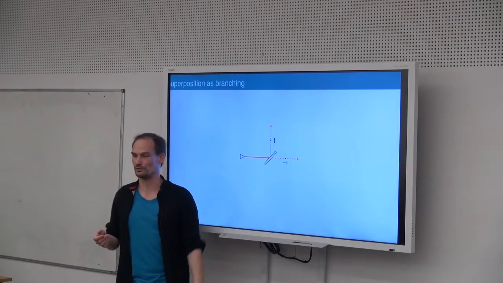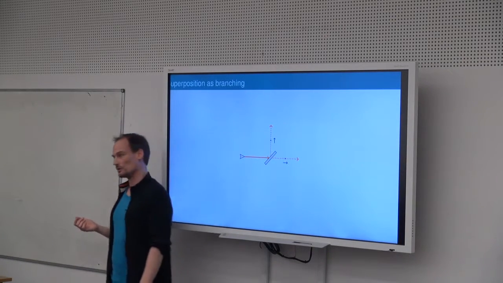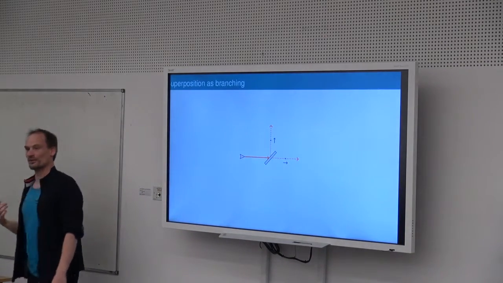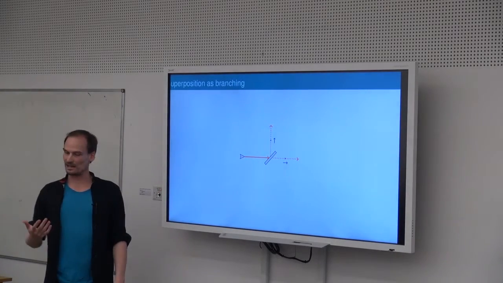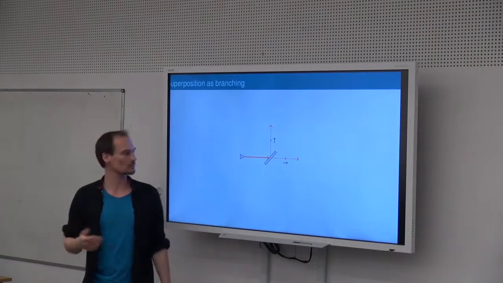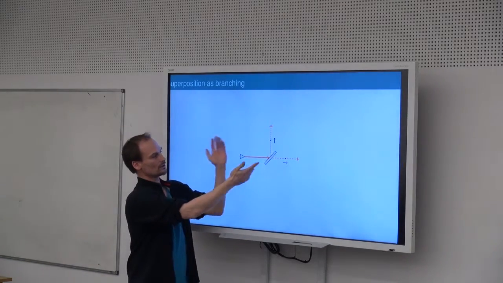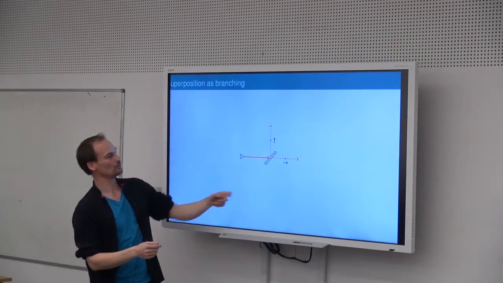Why can't these configurations have an amplitude? I think this is not a satisfying picture. It's not what we expect the world to be like, but one can say, okay, that's what the world might be like. We have this sort of branching structure. So this is superposition as branching.